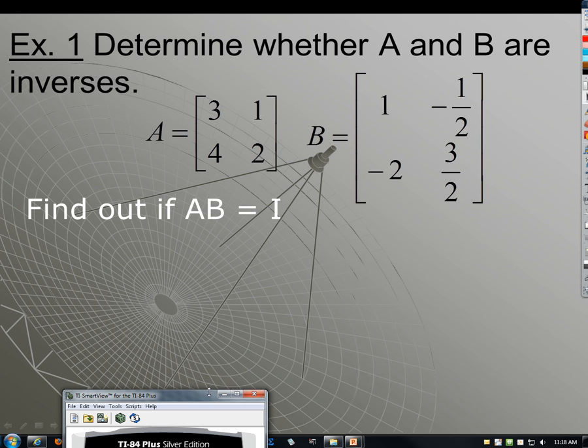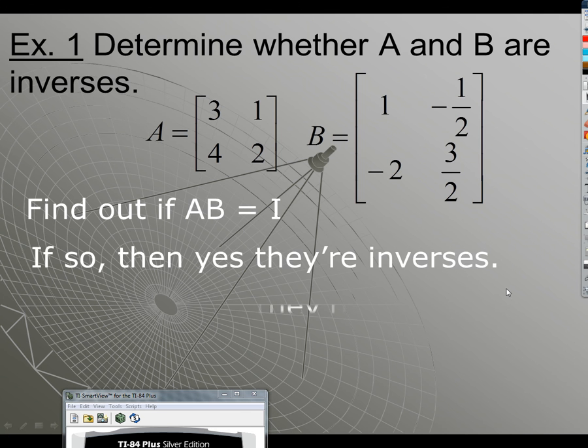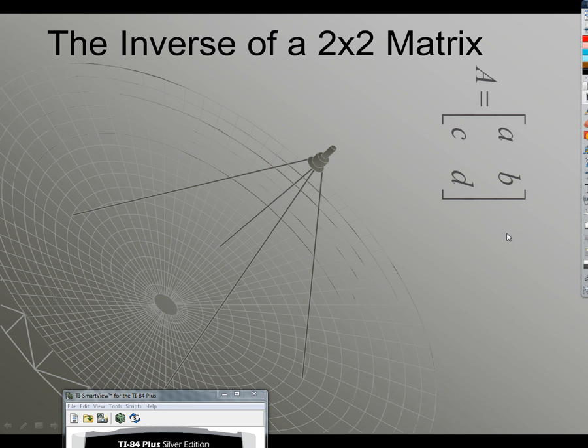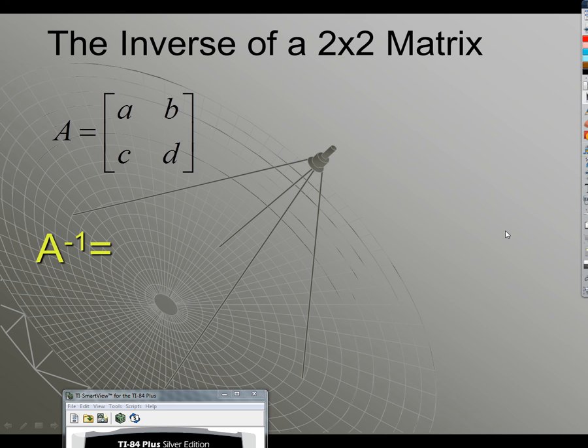Okay, so calculating inverses, no big deal on the calculator. I'm going to skip ahead a little bit. Now, here's why we're doing this, honestly. I'll show you quickly how to calculate an inverse by hand, but you can see right away that this gets a little bit complicated.